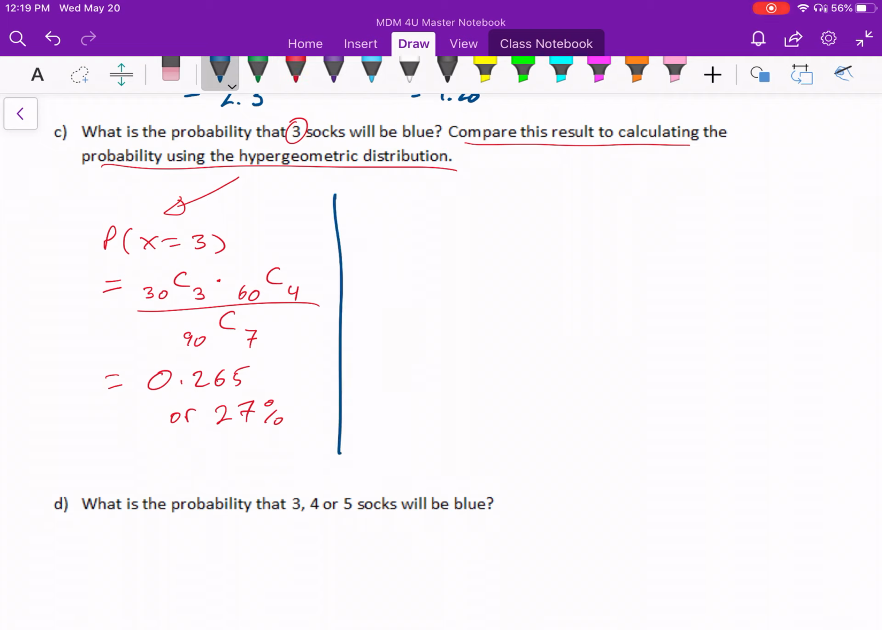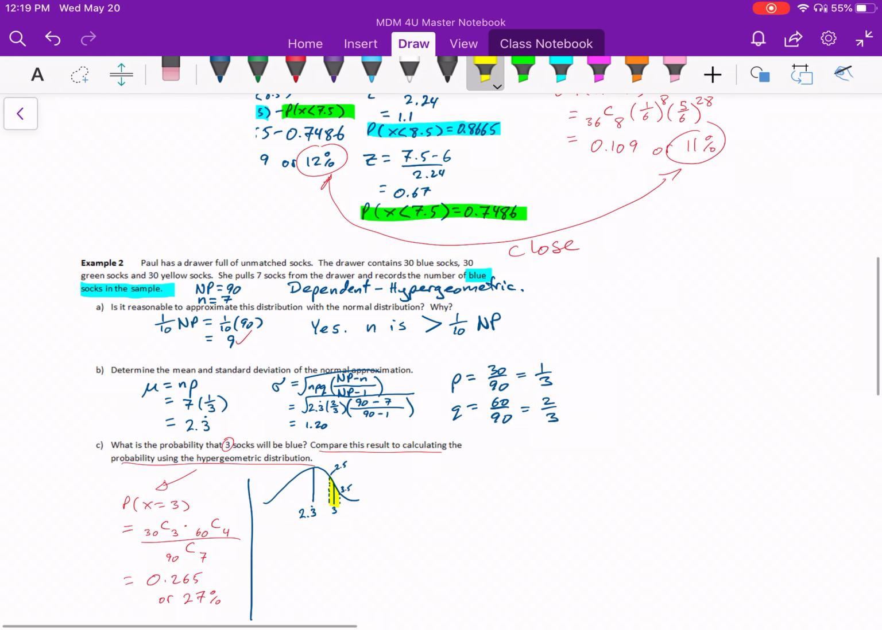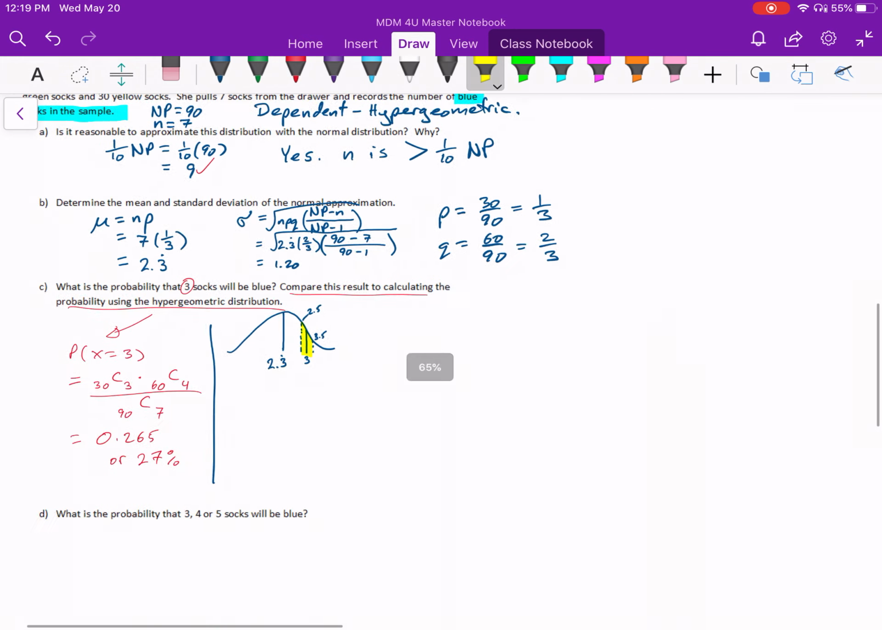Okay, that's the easy way for this one. Using the normal approximation, in this case, is going to be more work. So first, let's draw a sketch. Same as in the other one. We put our mean here, 2.3 repeating is in the middle, and we want the probability of getting exactly 3, which means that we have to do a continuity correction and go down to 2.5 and up to 3.5. And so it's just like what we did in, I guess it was example 1D, where I'm going to have to calculate the z-score twice.